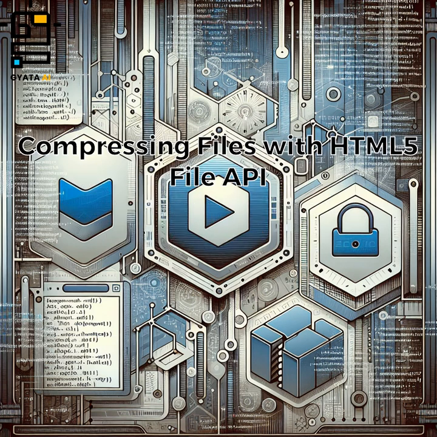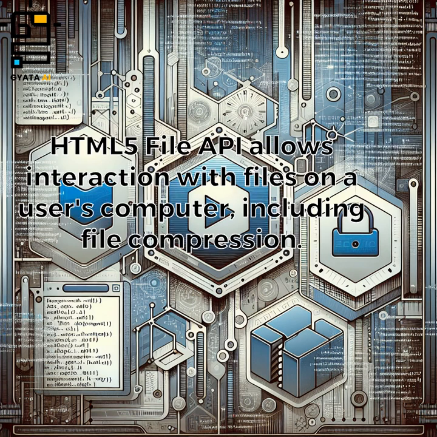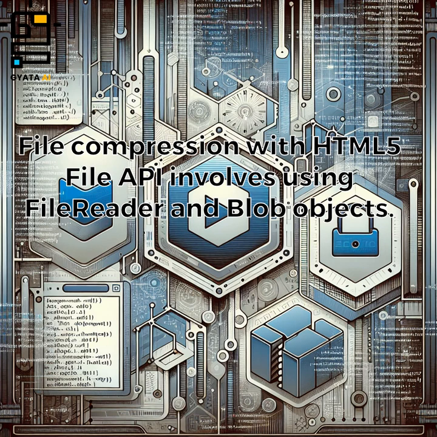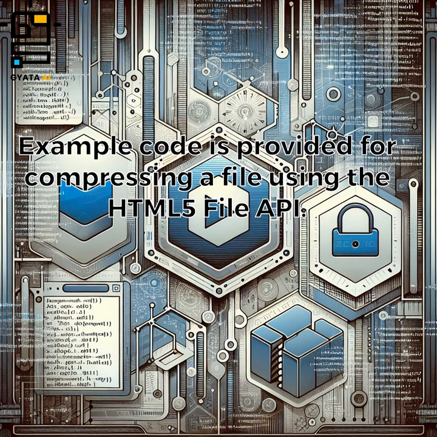Compressing files with HTML5 File API. HTML5 File API allows interaction with files on a user's computer, including file compression. File compression with HTML5 File API involves using FileReader and Blob objects. Example code is provided for compressing a file using the HTML5 File API.